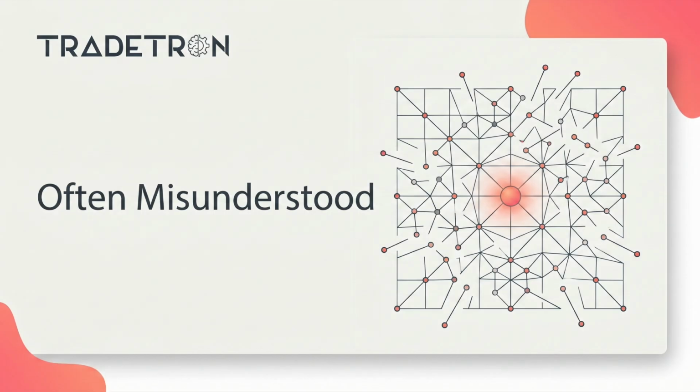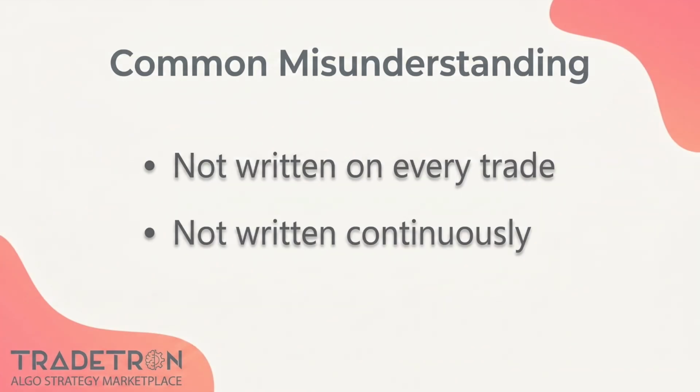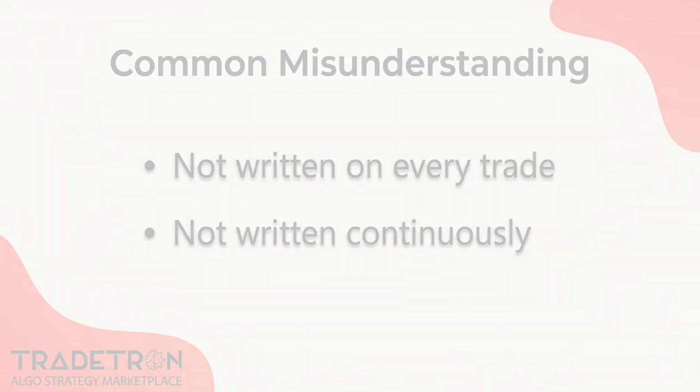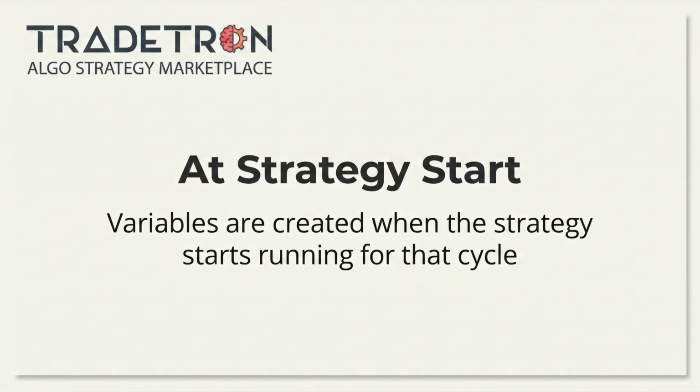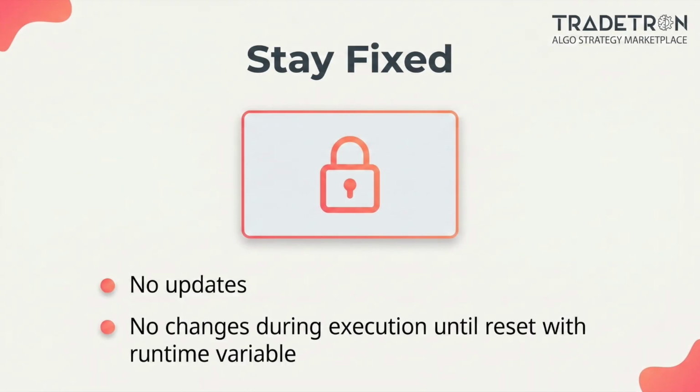Now here's where things get really important. And this is something a lot of people misunderstand. Initialize variables are not written every time a trade happens, and they're not written continuously during the day. They are written only once, when a new run counter starts and the bot gets assigned to the strategy. So basically, the moment your strategy actually starts running for that cycle, that's when these variables are created. And after that, they stay fixed.